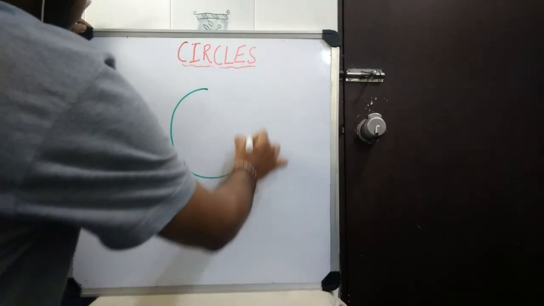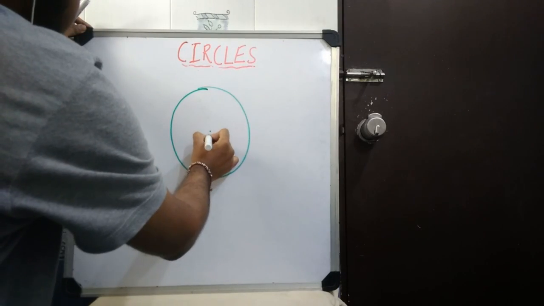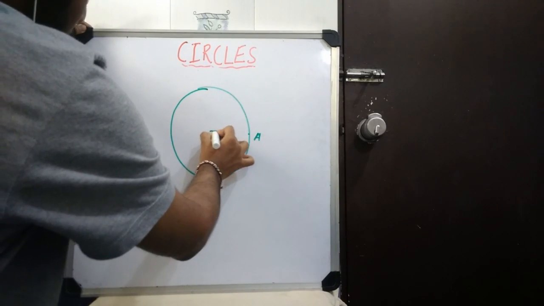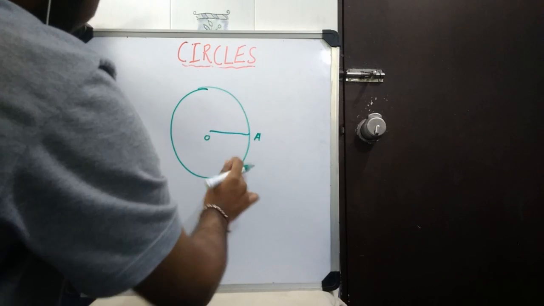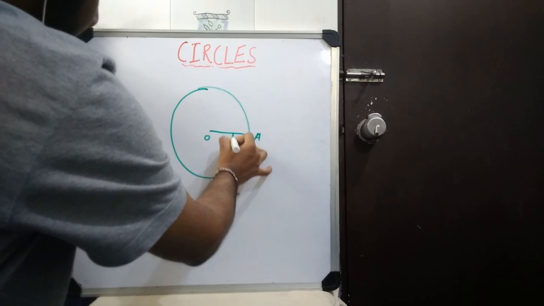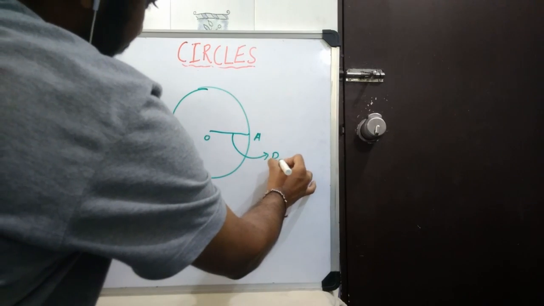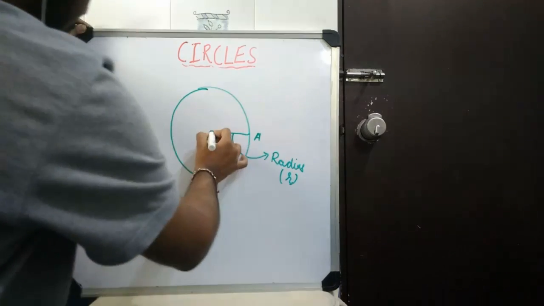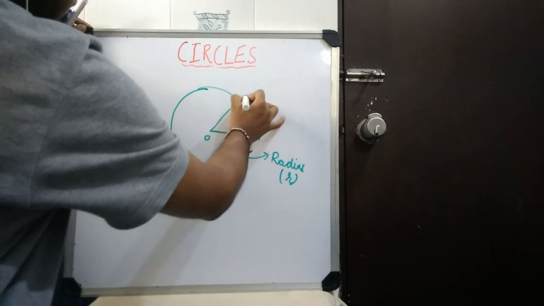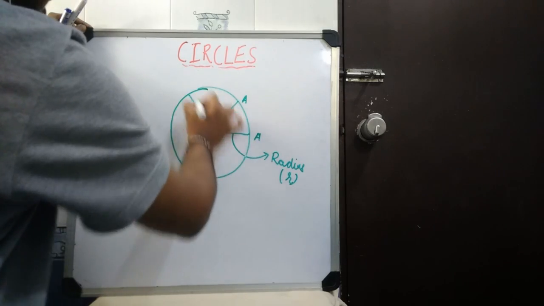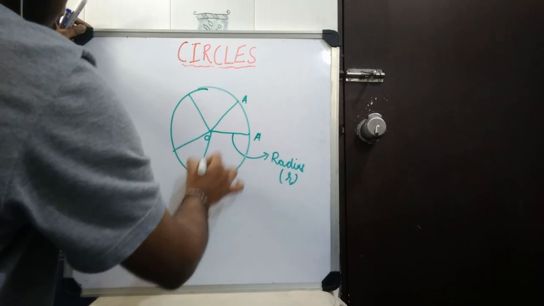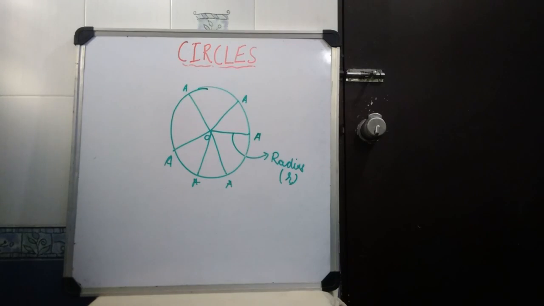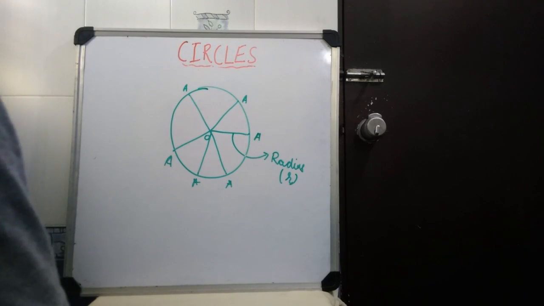Let me draw my circle, my fixed point O, and my moving point A. Now, I told you that this is moving with a fixed distance. This fixed distance is called the radius of the circle, denoted with R. So, I can have a radius like this, even this is OA, OA, OA, and even this is OA, right?